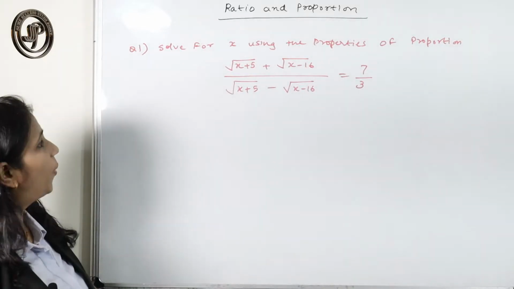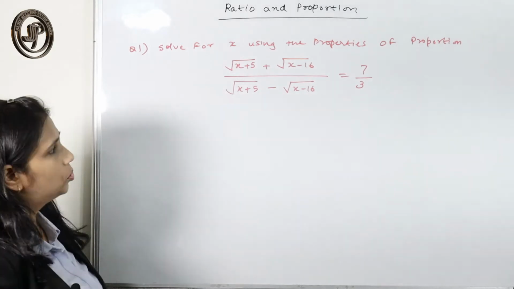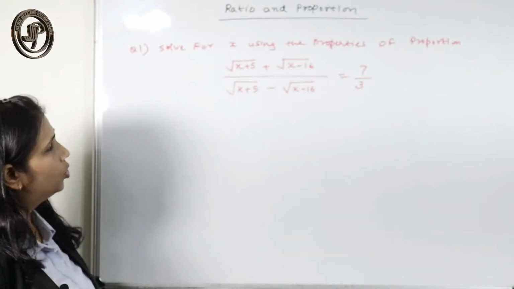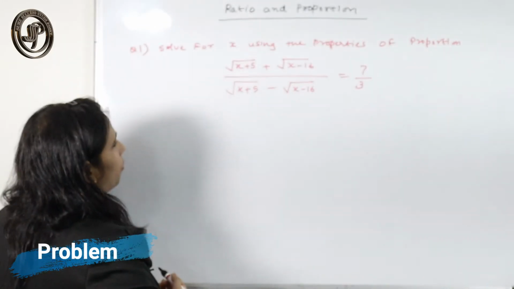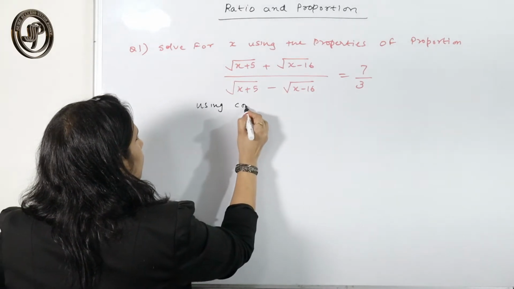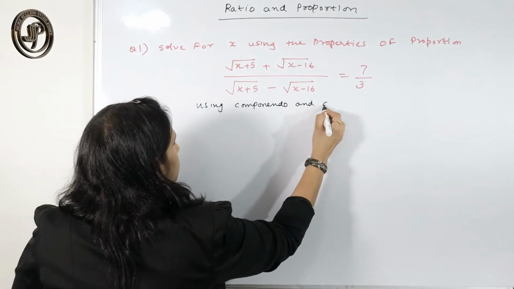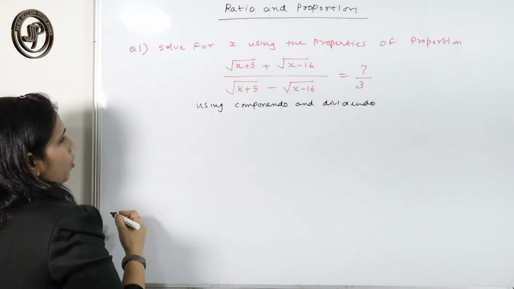So, let's start the question. Solve for x using the property of proportion. This is a very exam-oriented question. This type of question can come in exam. So, how do we do this question using the property of proportion? First, we use componendo and dividendo, right? So, what is componendo and dividendo?